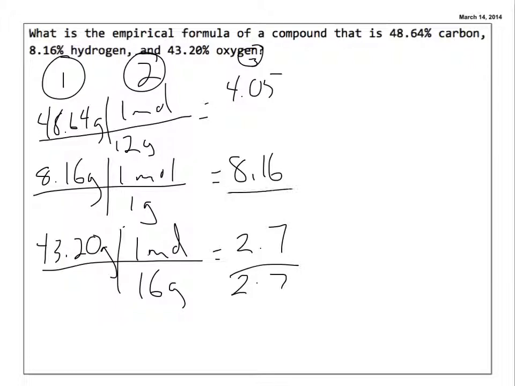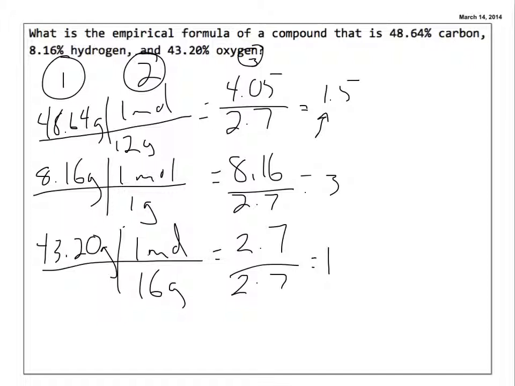So step 3, divide each of the numbers from step 2 by the smallest number, which is 2.7. So start with 4.05 divided by 2.7, 8.16 divided by 2.7, and 2.7 divided by 2.7. When you do that, you actually come out with 1.5, 3, and 1. So 1.5 is not a whole number, and it's not close enough that I can round it to a whole number. It's too far away from being either 1 or 2.